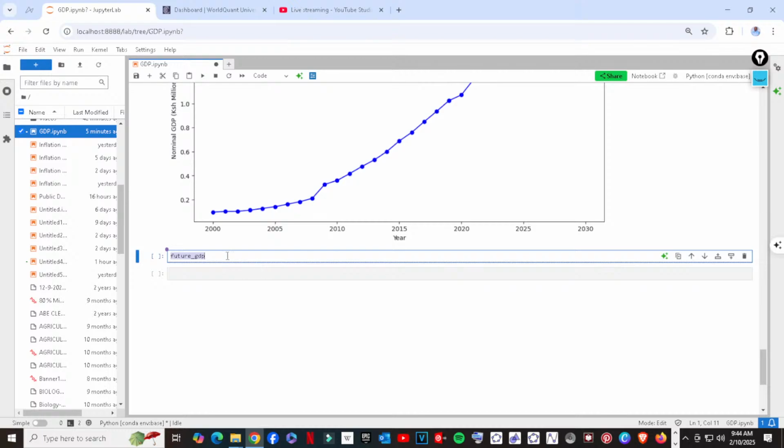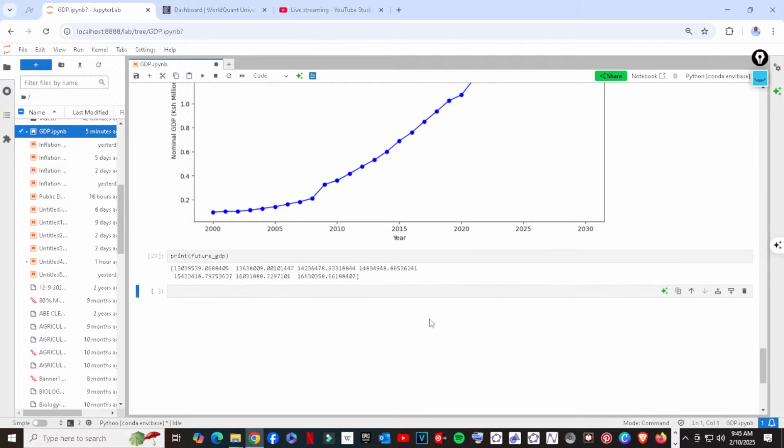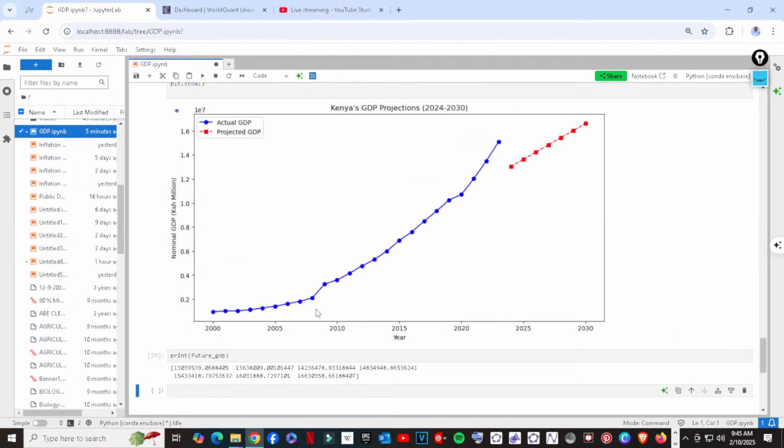I want to ask it to print, to see if that command will give me what I want. So print. Yeah. So it's printed for us the projected values, because we said that we are projecting from 2024 to 2030.